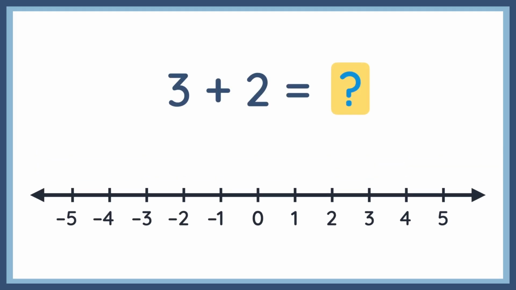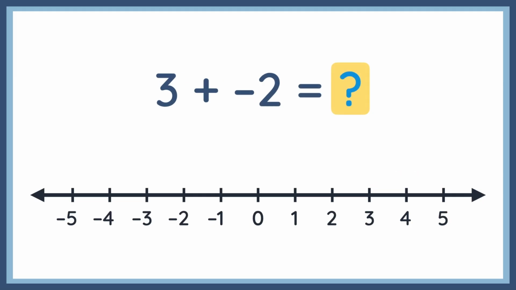Say we wanted to find 3 plus 2. We start at 3, and since we're adding positive 2, we'll move 2 units in the positive direction, meaning we'll move 2 units to the right. So we see that 3 plus 2 is 5. Great. Now let's try some problems with negative numbers.